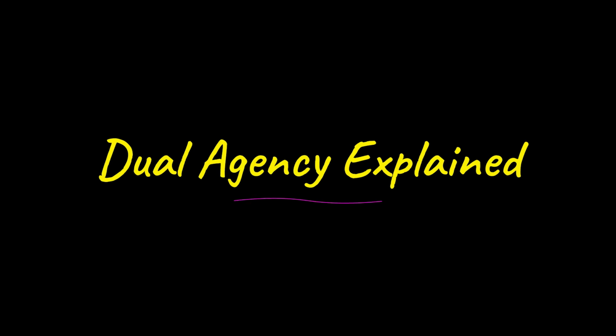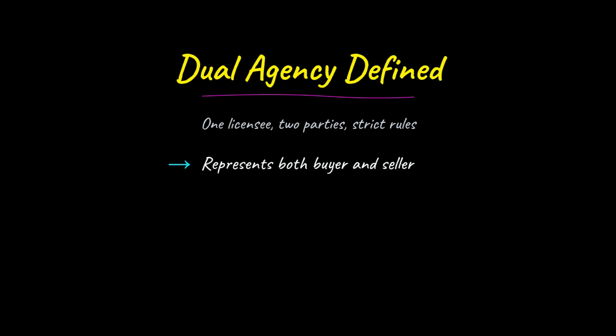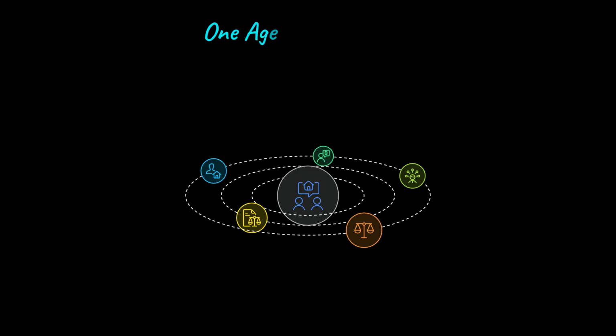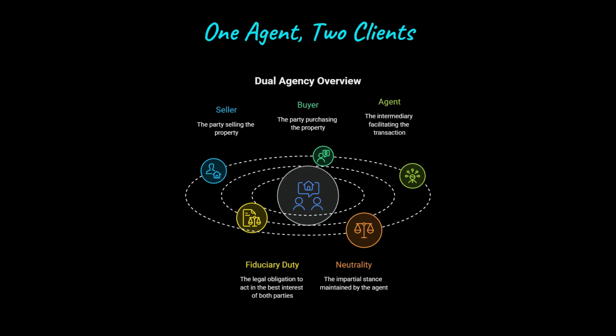When one agent works both sides of a sale, the law calls the special arrangement dual agency. Dual agency exists when a single licensee represents both the seller and the buyer in the same transaction. Because their goals conflict, the law requires informed written consent from both parties. And once consenting, the agent must stay strictly neutral, keeping each side's secrets confidential. Picture one agent standing between the seller and the buyer, owing fiduciary duty to both sides at once.